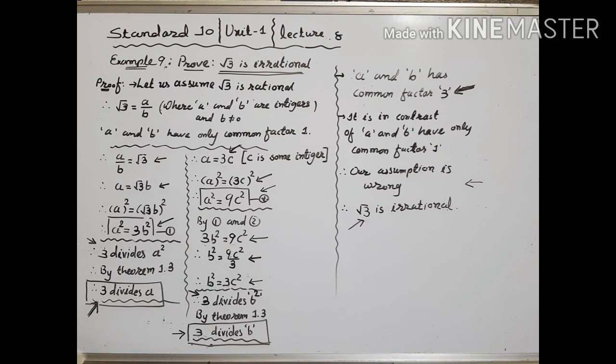Now in the same way, you can prove that root 5 is irrational. You can solve this using the two questions that we have learned.